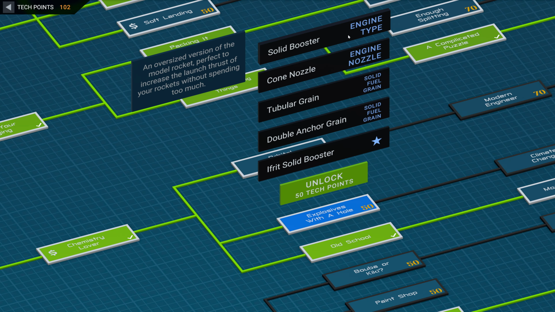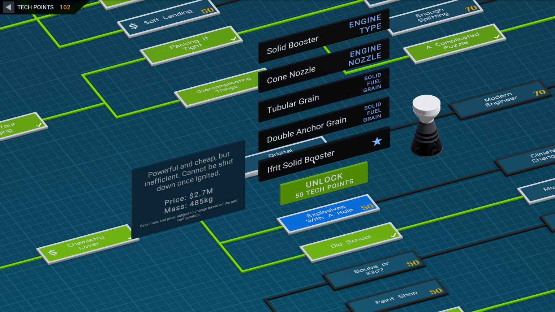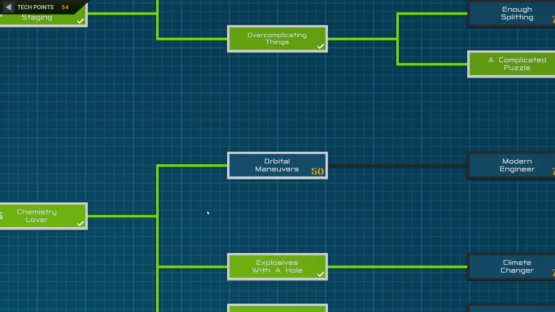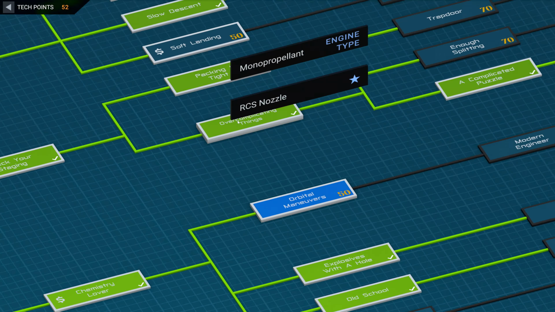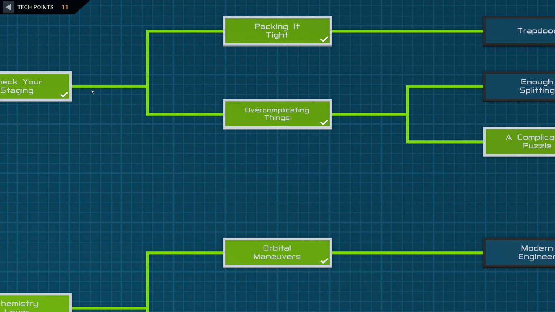So this will give us solid booster engine types, which would be very useful for us, actually. Cone nozzles. The Ifrit solid booster. We should take this. That would be a significant boost to us. Orbital maneuvers here would give us access to the spirit engine. We should also take this.